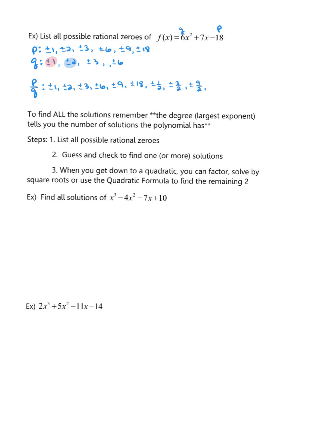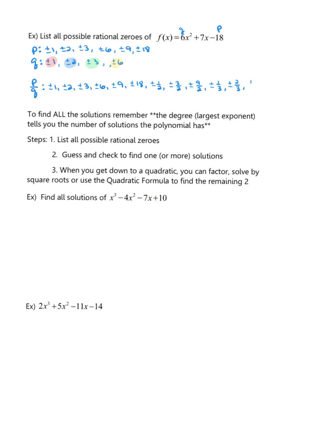All right, next, move on to the next q, 3. 1 over 3, 2 over 3, 3 over 3 is 1, I already have that. 6 over 3 is 2. 9 over 3 is 3, I have that. 18 over 3 is 6, I have that. And then finally, all of my p's over 6.